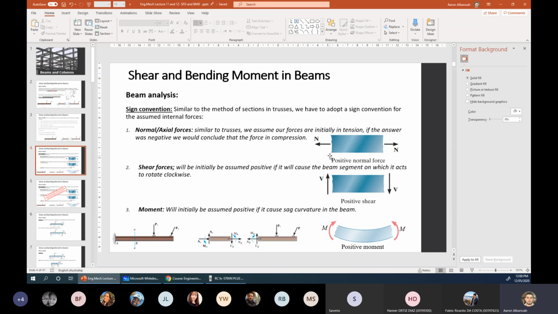Axial forces should be always in tension. Shear forces should rotate the portion that you're looking at clockwise. Moments should always create a sag curve.